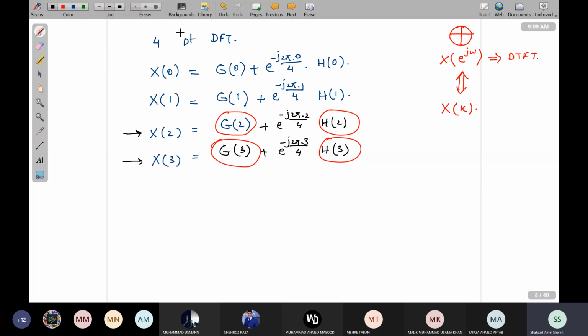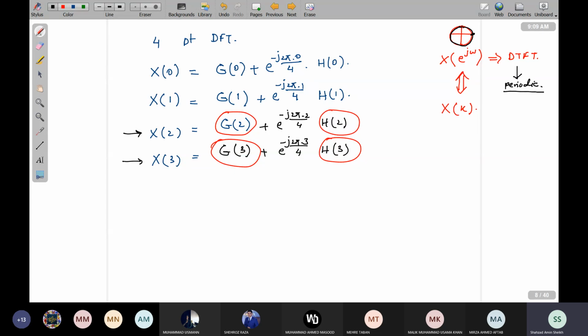Mehrtaba, I'm talking to you. यस सर। ठीक है? It is evaluated on this unit circle. So what is the property of DTFT? It is periodic. We have been talking about this periodicity of DTFT so many times. It is periodic with period 2 pi. And now X of K are the samples. Suppose we are taking 4 samples.